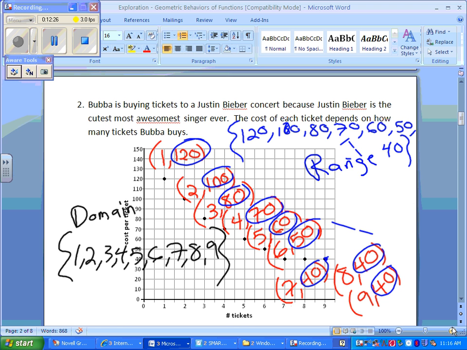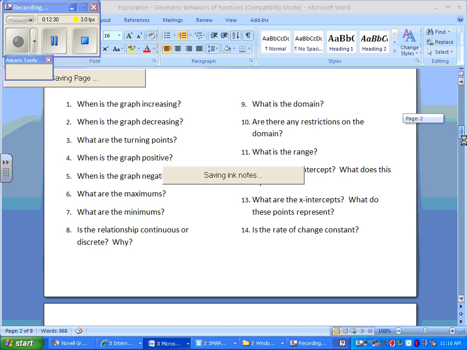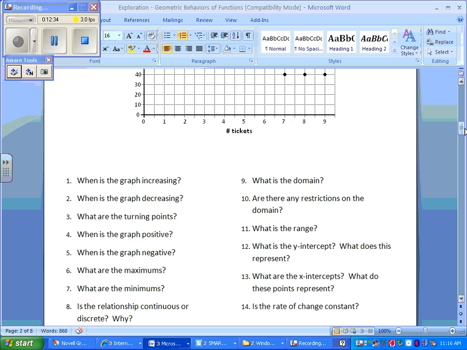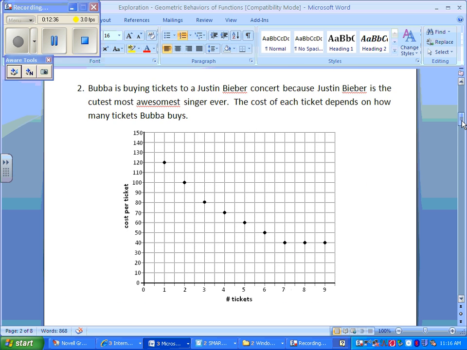All right. Everybody have these? Last three are easy. What's the y-intercept? Where's it cross the y-axis? Here's the y-axis. Does it cross the y-axis? No. So there is no y-intercept. So write none for that one.